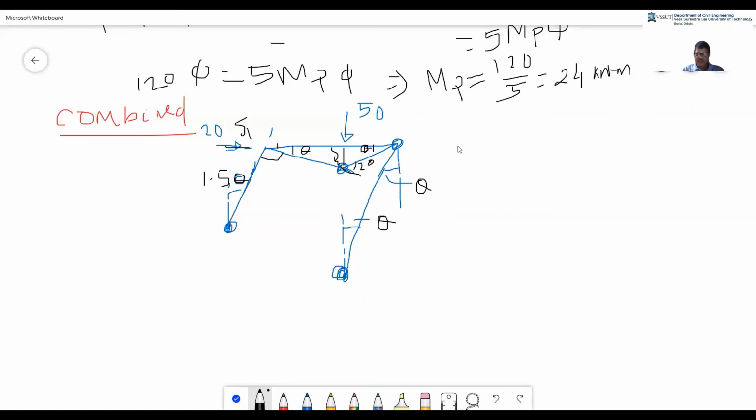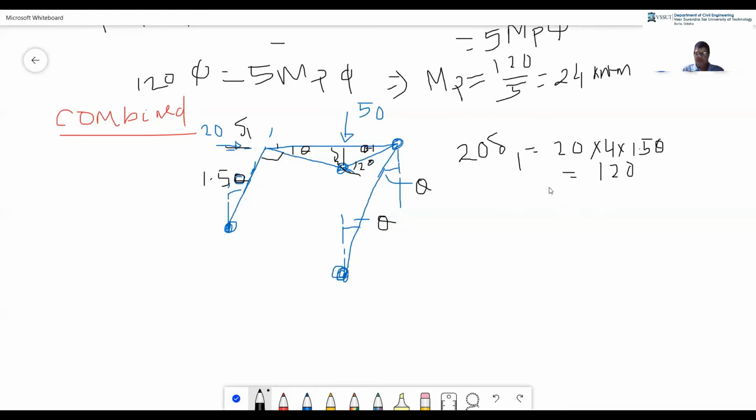So the external work done will be 20 multiplied by delta 1. Delta 1 is equal to 4 times 1.5 theta. So 20 into 4 times 1.5 theta comes out to be 120 theta, right?